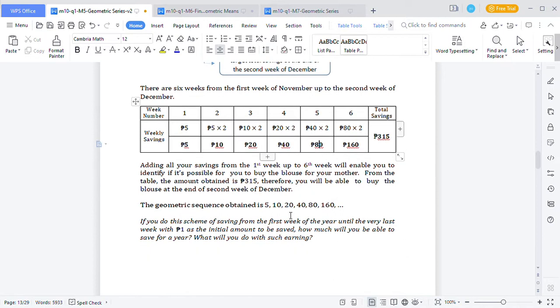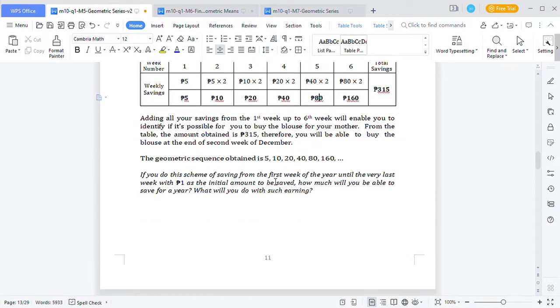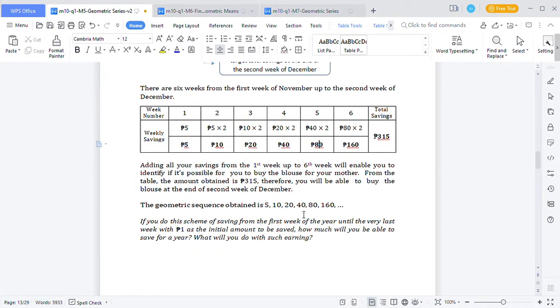So after that, the geometric sequence obtained is 5, 10, 20, 40, 80, and 160. And their common ratio is r. Their common ratio is 2. Okay? Kaya nga naman, imo-multiply si 5 times 2, that becomes 10. Times 2, that's 20. Times 2, that's 40. Times 2, that's 80. And times 2, that's 160.